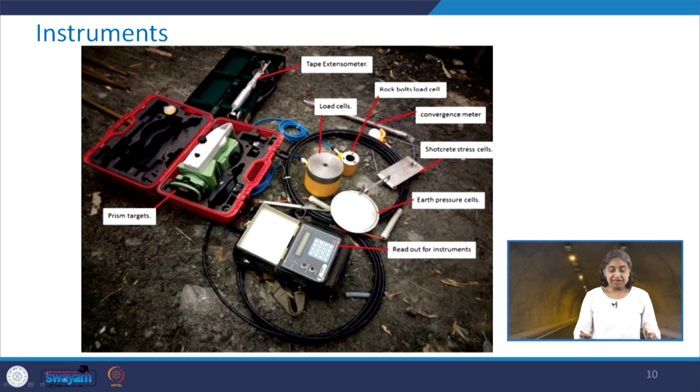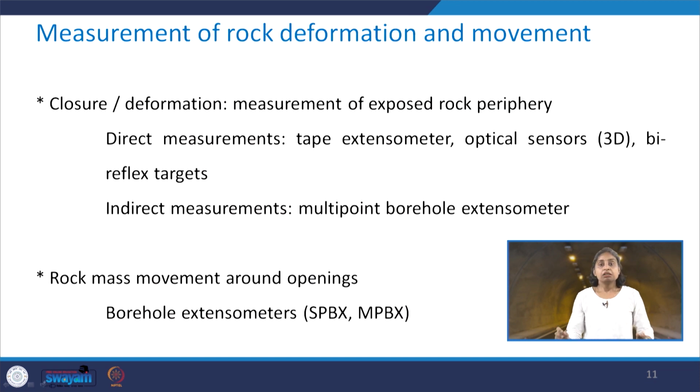So we will discuss some of these, as has been shown here in this figure. Various instruments: this is the tape extensometer, this one here is a load cell, rock bolt load cell, then here are the prism targets and earth pressure cells and so on. So today we will focus mainly on the measurement of rock deformation and movement.